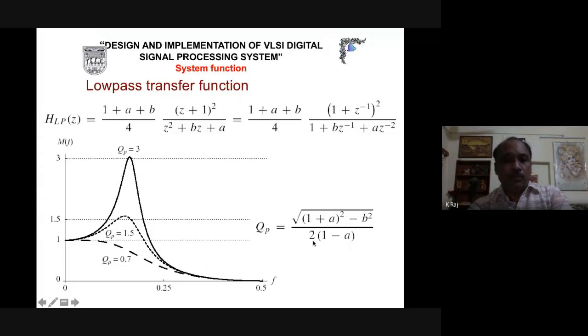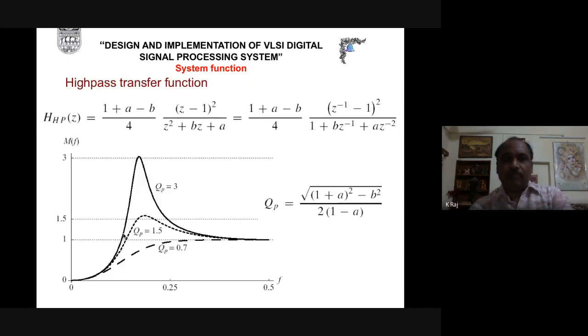And again, if we draw a graph, then we will find that there is a flat response when Q is 1 by root 2, or 0.707. As we increase Q, the gain increases, but the bandwidth decreases. Selectivity is high, but the bandwidth is low. Gain bandwidth product.